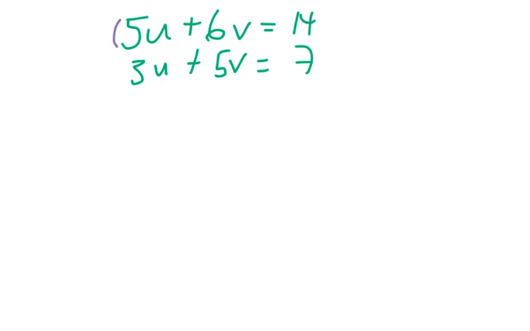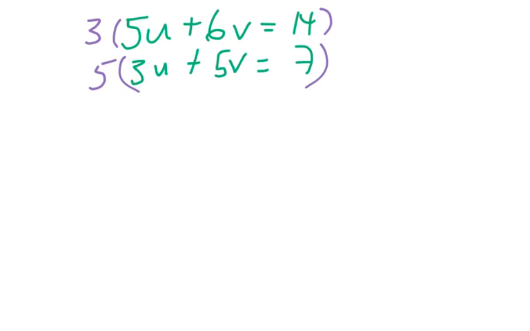What you can do is take the top equation and multiply it by the bottom coefficient. So in this case, since we're looking at the u's, we're going to multiply the top equation by 3. And then take the bottom equation and multiply it by the top coefficient, which in this case was a 5. That'll work all the time because you're guaranteed to get the same number because you're just switching the numbers. So 3 times 5 is the same as 5 times 3.